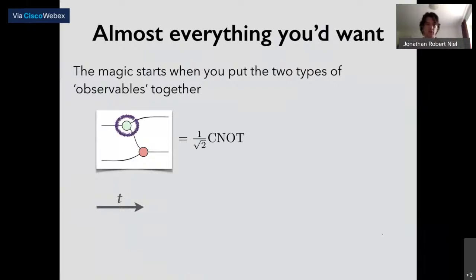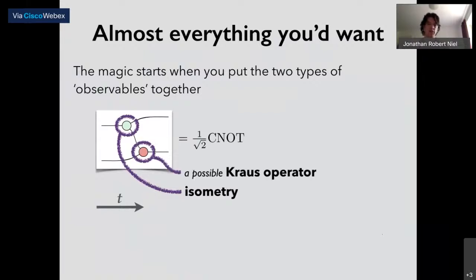Here, this green node represents an isometry. You can perform it deterministically. This red node represents a possible Kraus operator. So a computational effect which could happen when you apply a map. And when you compose them, you get a possible transformation. So this two-node diagram represents a controlled-NOT which occurs with probability 1/2.